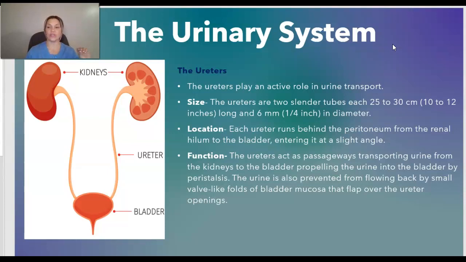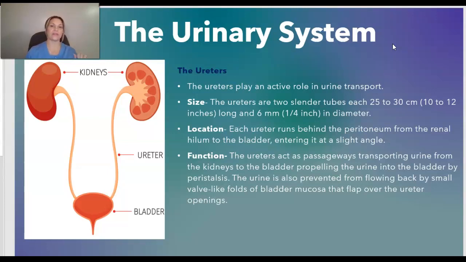The ureters are two slender tubes, each 25 to 30 centimeters long and 6 millimeters in diameter. Each ureter runs behind the peritoneum from the renal hilum to the bladder, entering it at a slight angle. The function of the ureters, again, is to act as a passageway transporting urine from the kidneys to the bladder, propelling the urine into the bladder by peristalsis.